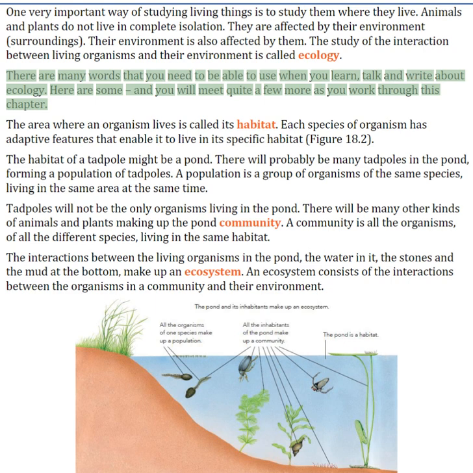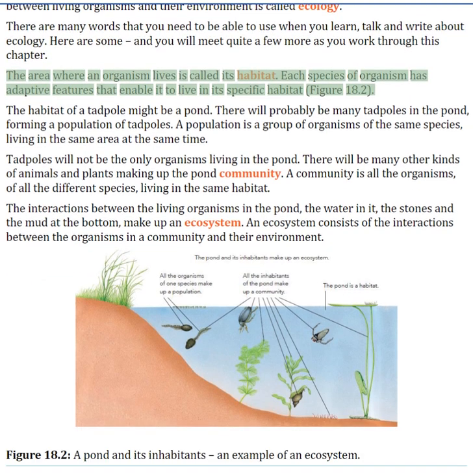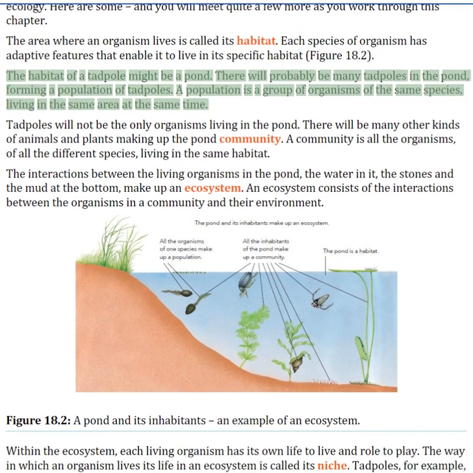There are many words that you need to be able to use when you learn, talk and write about ecology. Here are some, and you will meet quite a few more as you work through this chapter. The area where an organism lives is called its habitat. Each species of organism has adaptive features that enable it to live in its specific habitat. The habitat of a tadpole might be a pond. There will probably be many tadpoles in the pond, forming a population of tadpoles. A population is a group of organisms of the same species, living in the same area at the same time.